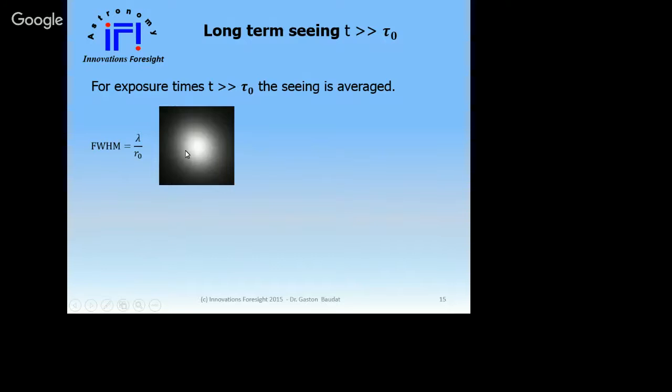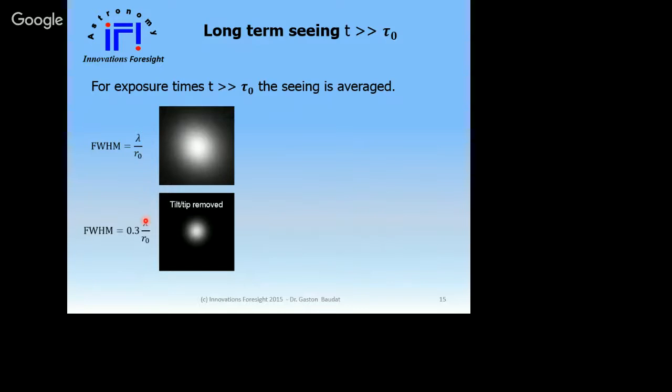Now, if you remove the tilt and tip in a long exposure, let's say you have an adaptive optic, then you get the same lambda over R0 ratio, but it's pretty much only a third of it. So two thirds of the seeing is removed by taking away the tilt and tip. But there is a price to pay for that, and I'll come back to that later. It's not that easy to truly remove the tilt and tip, at least not if you have a large field of view.